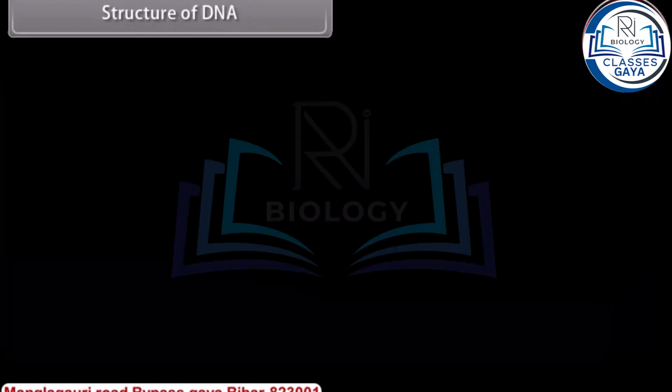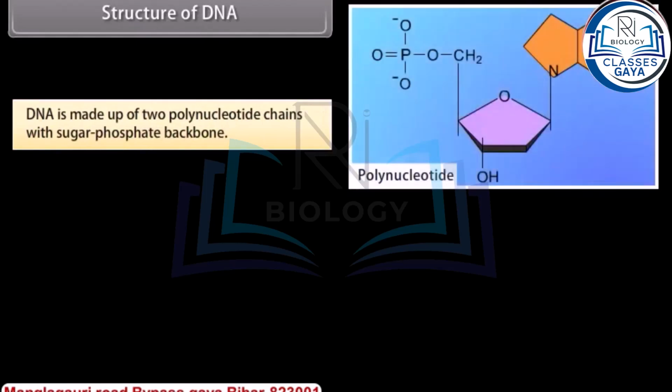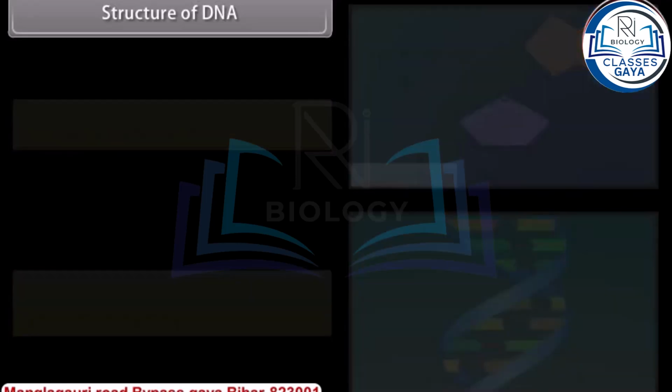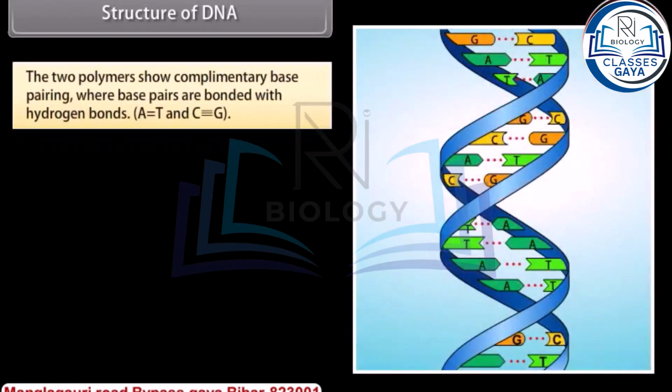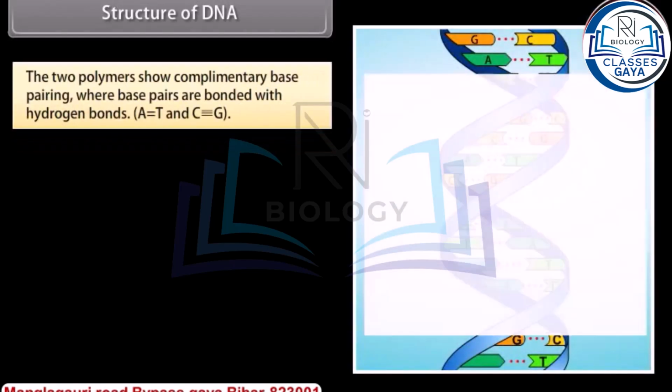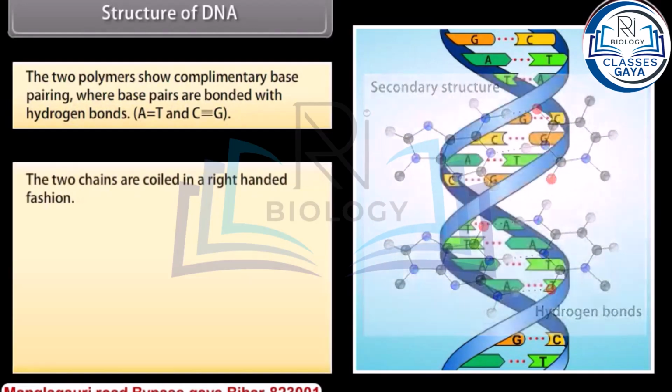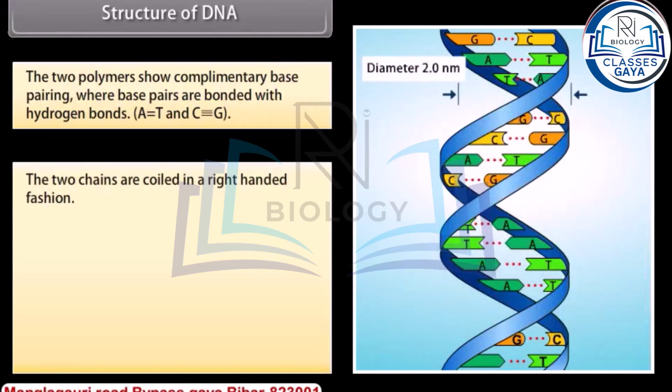Structure of DNA. DNA is made up of 2 polynucleotide chains with a sugar phosphate backbone. The 2 polymers run anti-parallel, that is, one polymer has 5' to 3' polarity, while the other polymer has 3' to 5' polarity. The 2 polymers show complementary base pairing, where base pairs are bonded with hydrogen bonds. The 2 chains are coiled in a right-handed fashion.